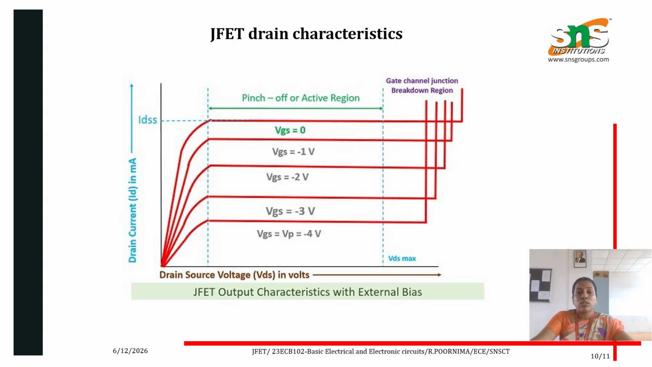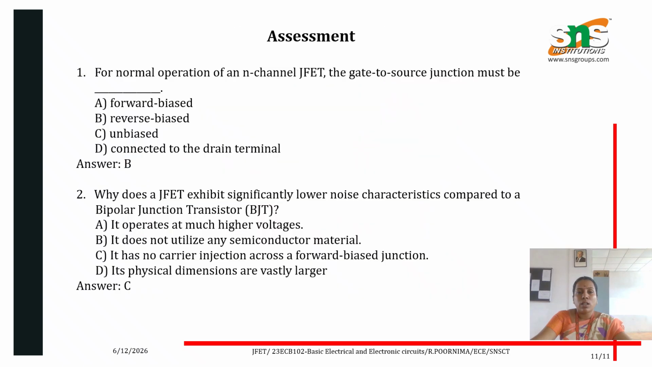When the gate to source voltage reaches 0, it gives the maximum ID, and when we apply a negative gate voltage, it reduces the drain current. This region is known as the pinch-off or active region, in which the FET acts as an amplifier. Let's take the assessment questions.